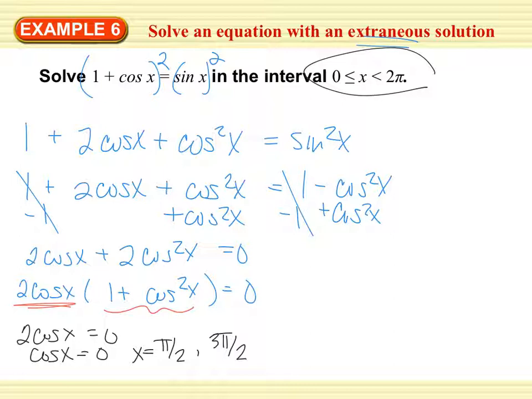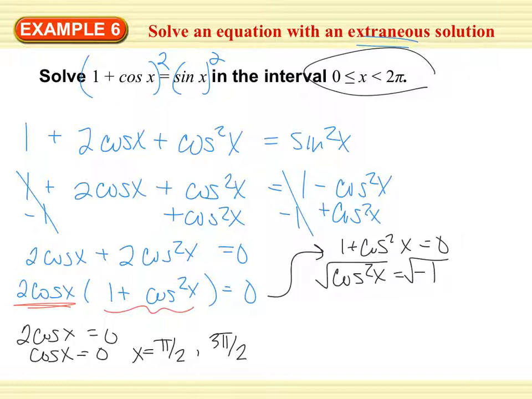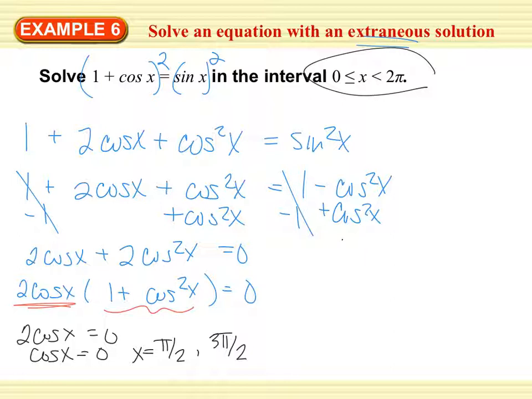And then the other one I have, hold on, let me move that. 1 plus cosine squared x equals 0. Cosine squared x equals negative 1. Ooh. Yeah. I can't take the... Actually, I see my mistake. Did you guys see my mistake? I'm going to leave it there and we can learn from it.